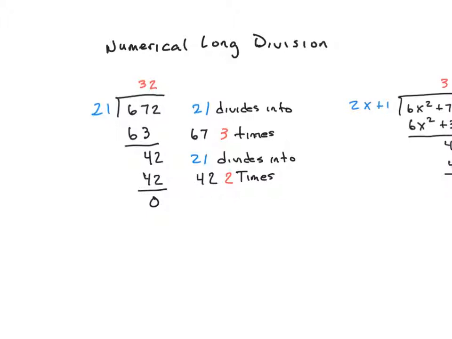Once we divide it in three times, then we turn around and we multiply 3 times 21, and that gives us 63. Go ahead and subtract, and we have 4, and then we bring down the 2, and then we again divide. 21 divides into 42 2 times. There's my 2. And now that I've divided, I multiply. 21 times 2 is 42, and then subtracting that is 0. So that is numerical long division.